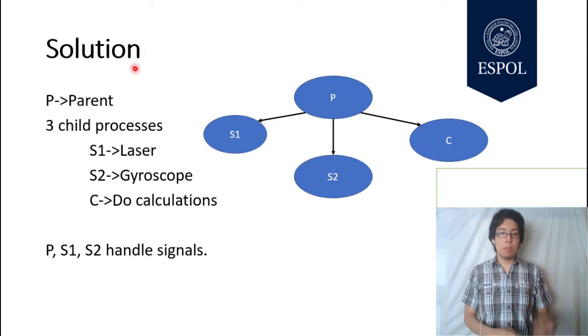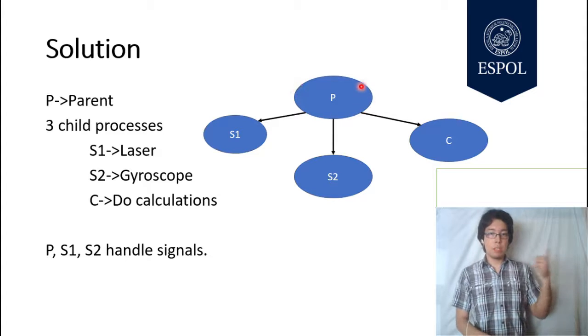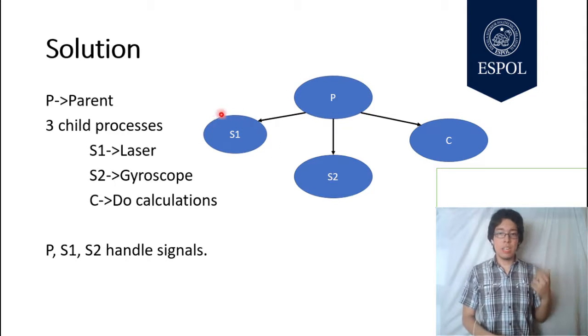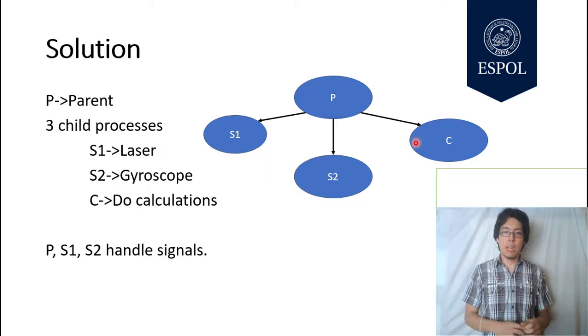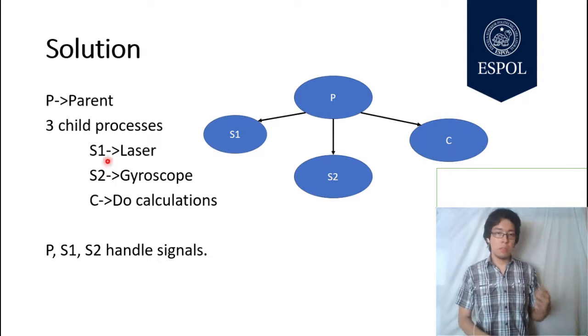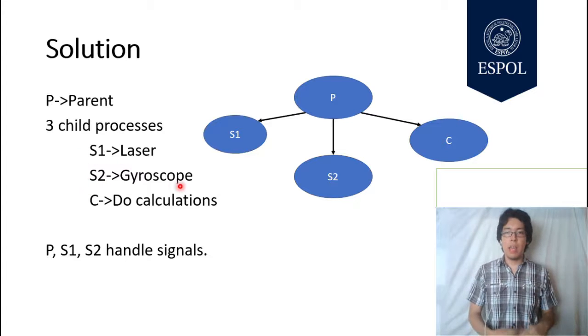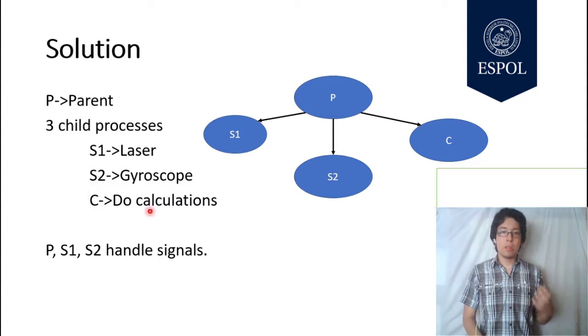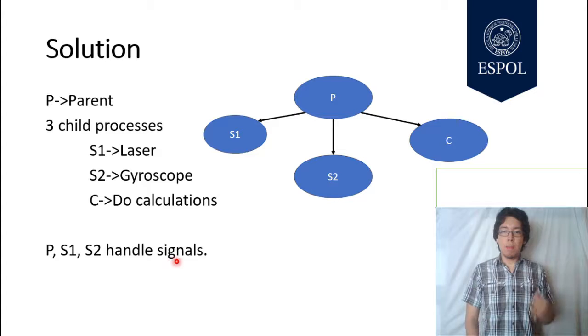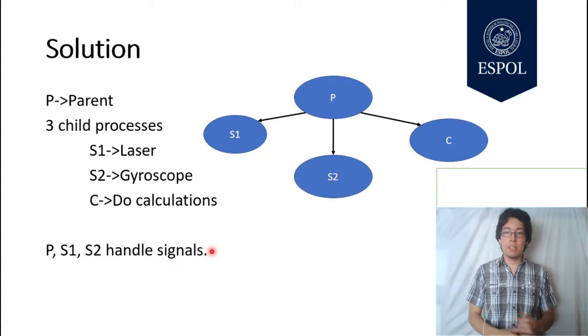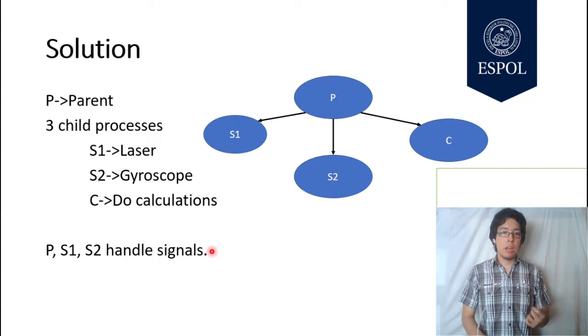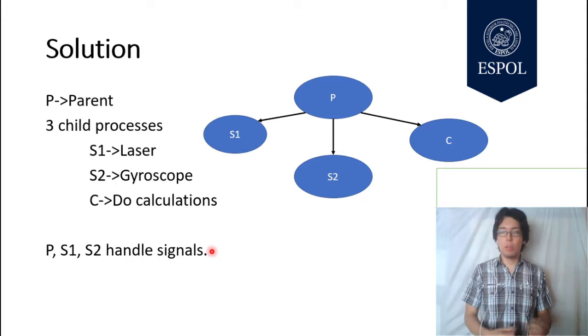The solution I propose is through concurrent processes. There is a parent process called P that has three child processes, S1, S2, and C. S1 reads the laser data, S2 reads the gyroscope data, and C performs the distance calculations. The parent and the child sensors have a signal handler. P uses signals to start a specific sensor that is not active, and the sensors use signals to stop or restart.